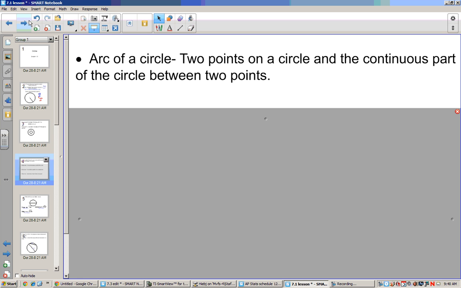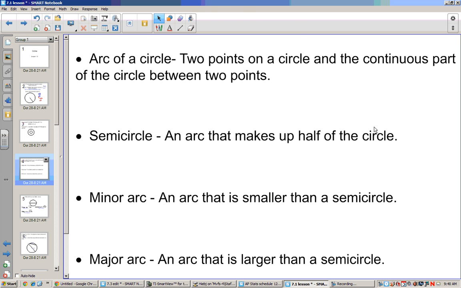Now an arc of a circle are 2 points on the circle and the continuous part of the circle between those 2 points. For instance, if I had a circle, if I have point A and B, the arc will be this continuous part of the circle between A and B, that blue section. Now a semicircle is an arc that just makes up exactly half of that circle. So that would be 180 degrees of the circle, half of it.